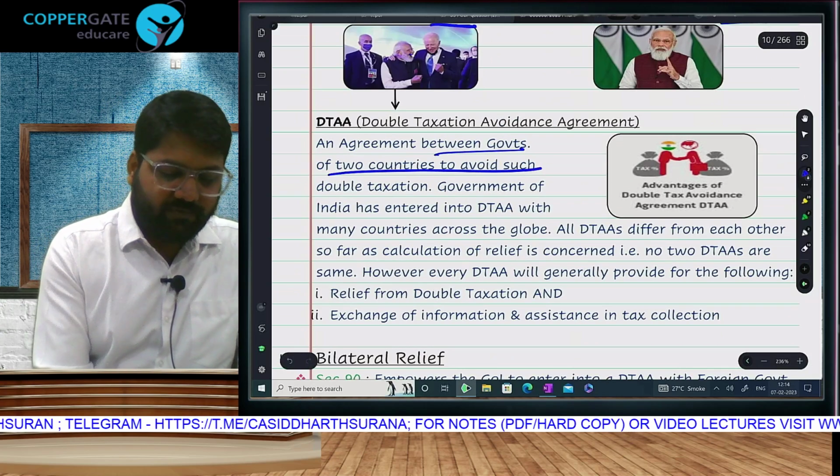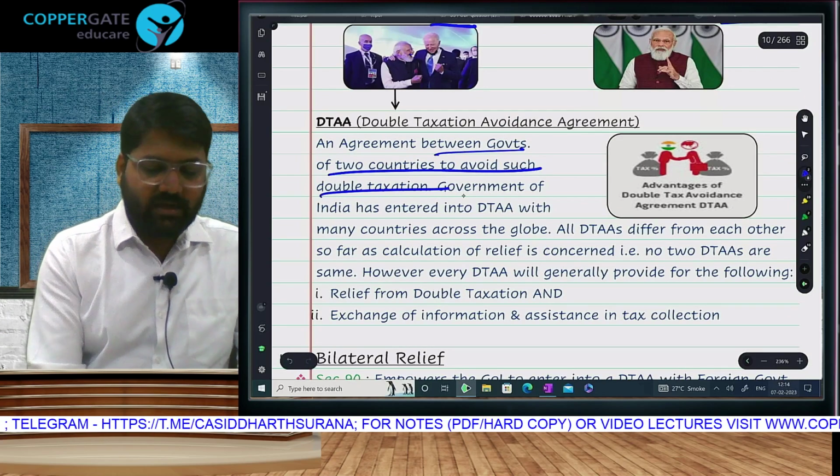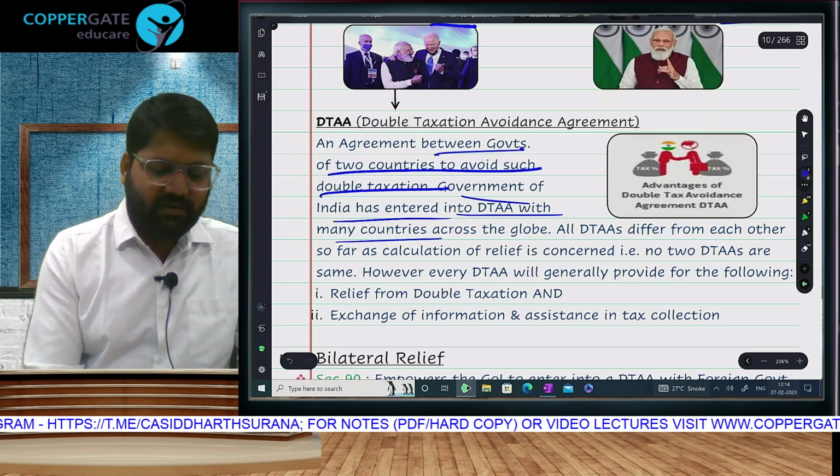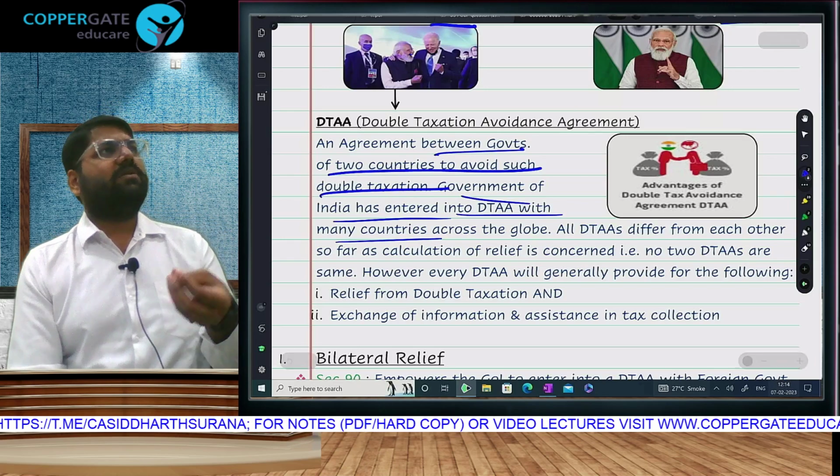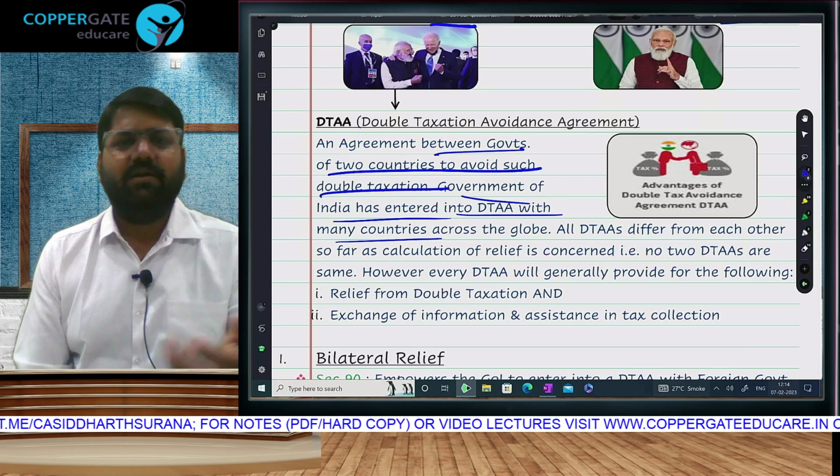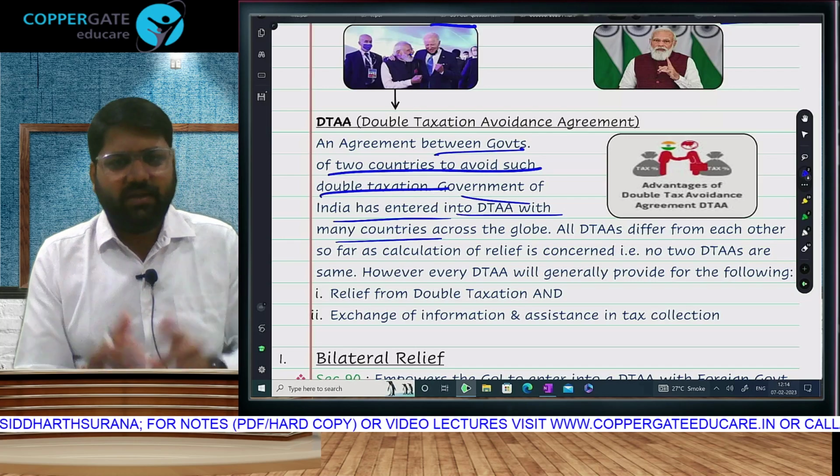What is the double taxation avoidance agreement? Agreement between governments of two countries to avoid double taxation. Government of India has entered into DTAA with many countries. If you want me to give you the number, roughly about 120, round figure I am saying, roughly somewhere near that.